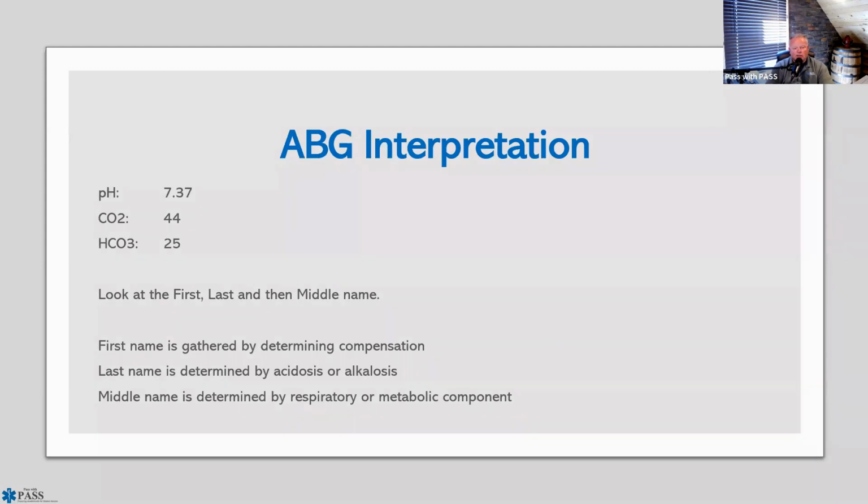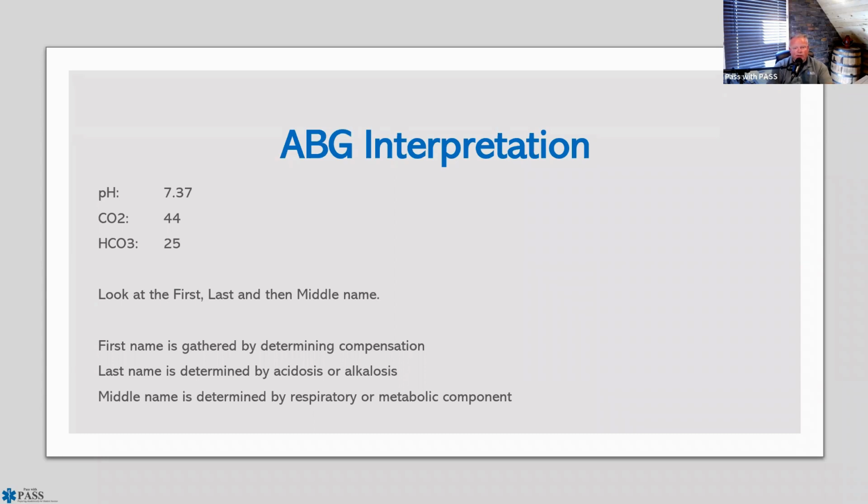What the rest of the explanation here is looking at is the first, last, and middle name. I told you we're not really going to pay attention to the first name. That's just determining whether or not it's compensated or uncompensated. And I really don't think that you're going to have to know that information. What I think is more important for you all is to be able to figure out if it's a respiratory acidosis or alkalosis, or if it is a metabolic acidosis or alkalosis.